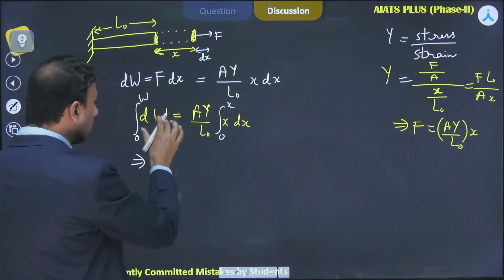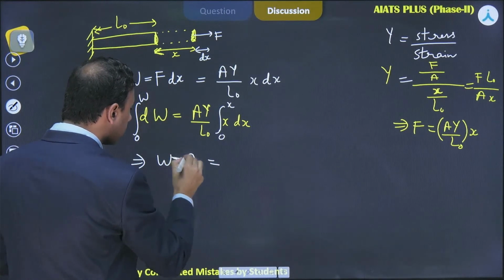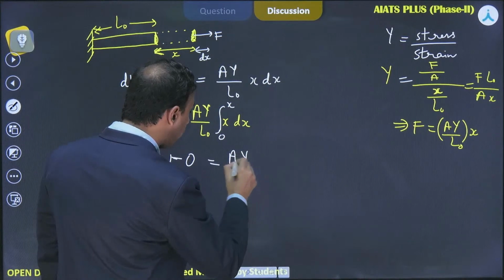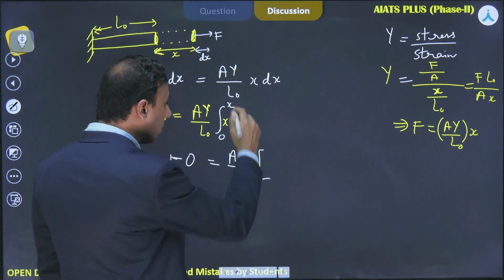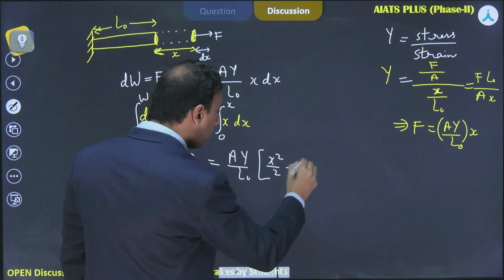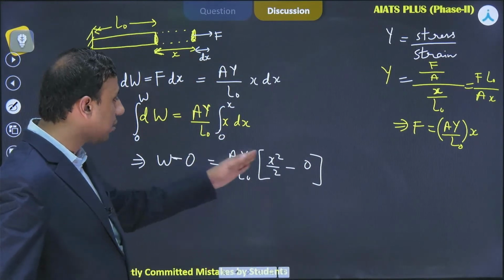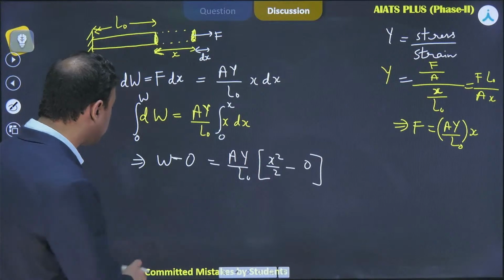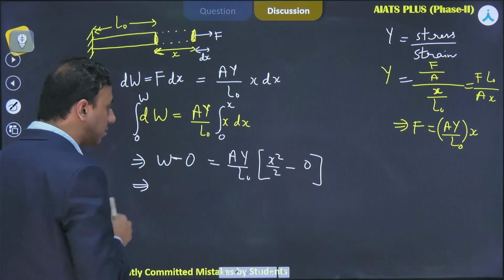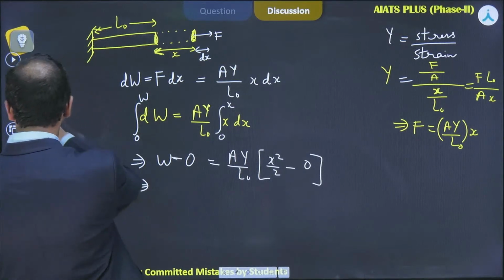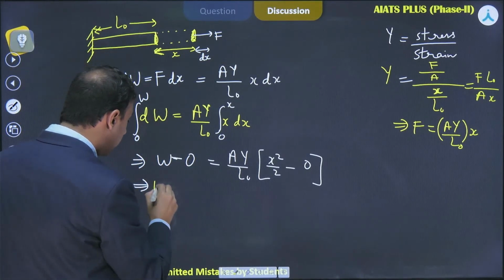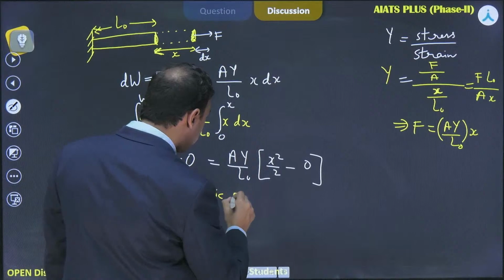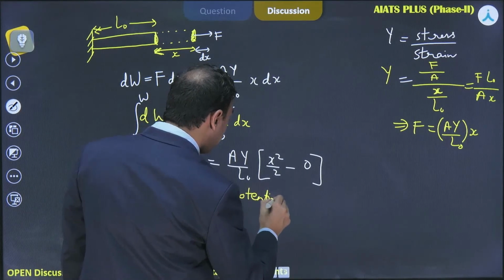see over here, this is w, so w minus 0, right? Putting the limits. Now here, a y by L naught, again put the limit, it becomes x square by 2 minus 0. Why 0? When you substitute 0, the value becomes 0. X square by 2 becomes 0. So what does this become exactly? If you see over here, this is the expression for your elastic potential energy. Okay? This W, let me write over here, is your elastic potential energy.